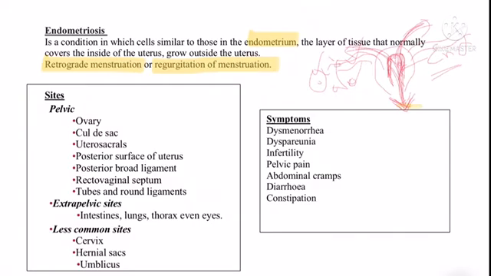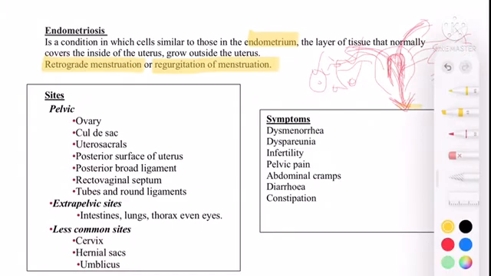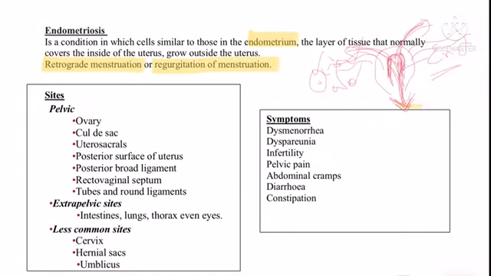So what are the common sites where we can see endometriosis? The most common site is the pelvic region, where the ovaries are the most common site, where we can see chocolate cyst, the cul-de-sac, or pouch of Douglas, uterosacral ligament, posterior surface of the uterus, posterior broad ligament, rectovaginal septum, tubes, and around the round ligament. So there will be deposition of the endometrial lining.